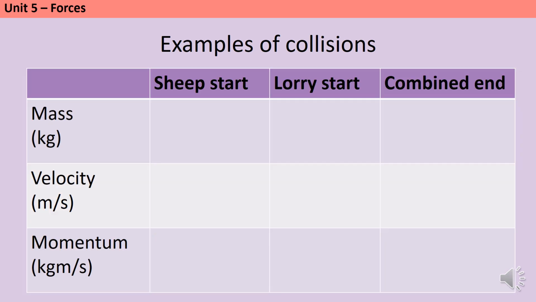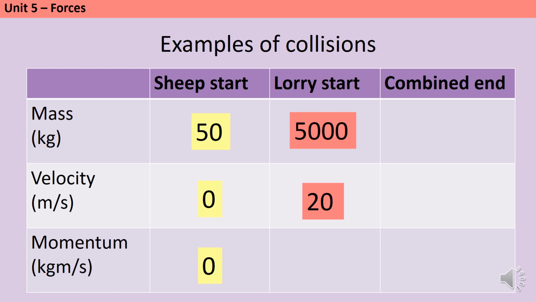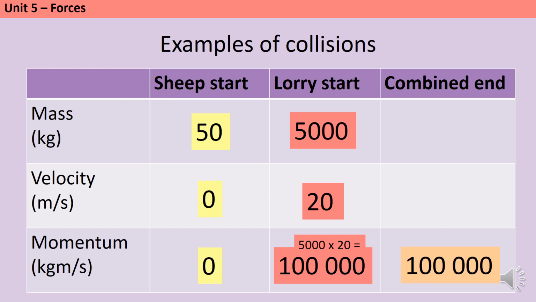To stop my slide from getting too crowded, I've turned this into a quick table instead. At the start of my scenario, the sheep had a mass of 50 kilograms. It wasn't moving and so it had no momentum. The lorry had a mass of 5,000 kilograms and it was travelling at 20 meters per second. So it has a momentum of 5,000 times 20, which is 100,000. Because of the law of conservation of momentum, I know that the momentum at the end must be the same as at the start, so it's still 100,000. I can use this to work out how quickly the lorry and the sheep together will move after the crash.